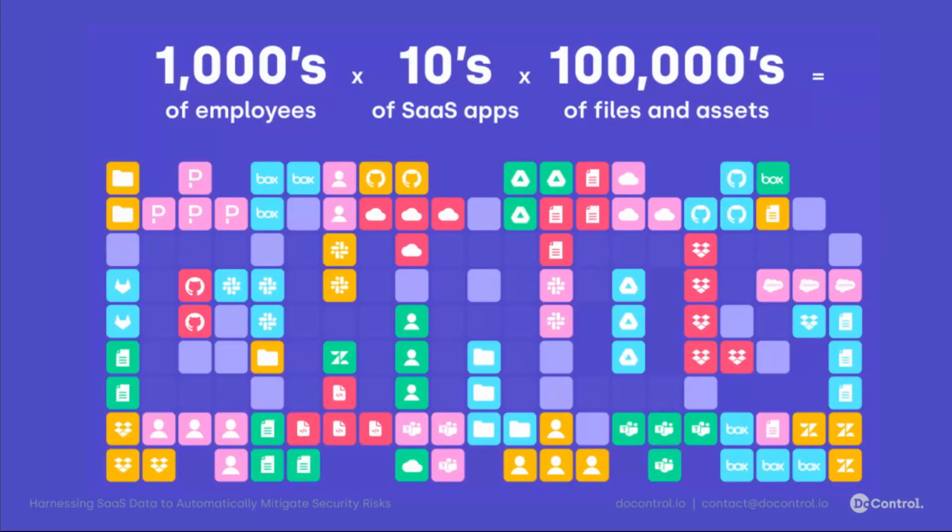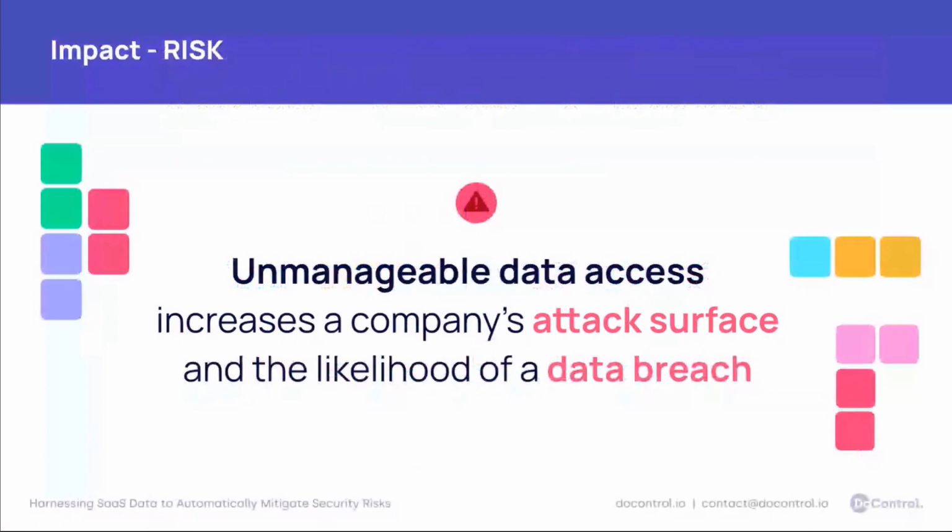And this equation basically explains the whole story very clearly. You have thousands of employees collaborating using tens of SaaS applications with different data access models and permission mechanisms, sharing hundreds of thousands and even millions of assets. This may lead to total chaos very, very quickly. So as a result, it puts your organization at huge risk as it increases the attack surface and the data breach likelihood tremendously.